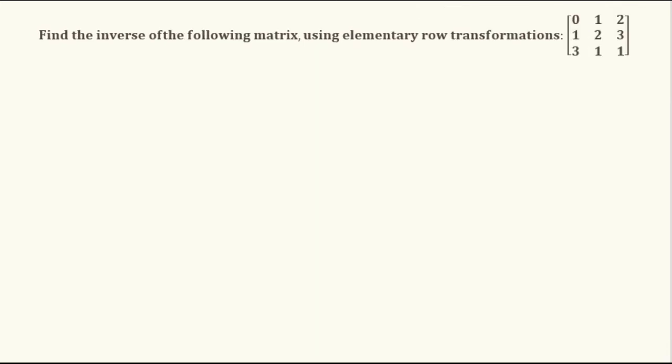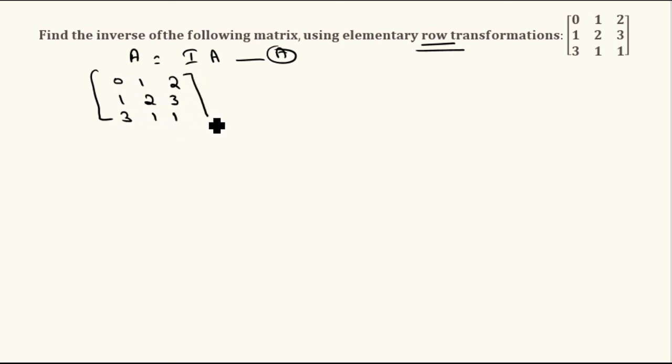Now we will see one 3 by 3 matrix. So here A equal to again IA. This always you have to write like this only, no change in the row transformation. So A means your elements 0, 1, 2, 1, 2, 3, 3, 1, 1. I means 1, 0, 0, 0, 1, 0, 0, 0, 1 into A.